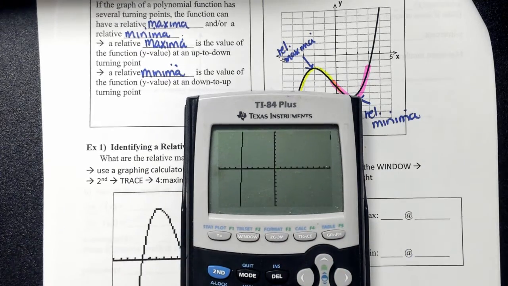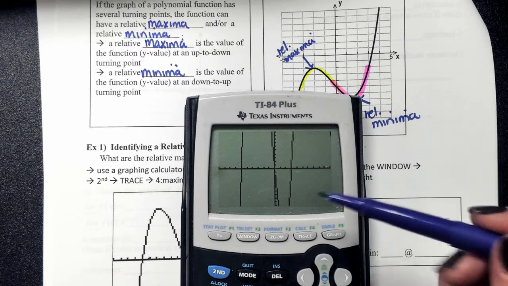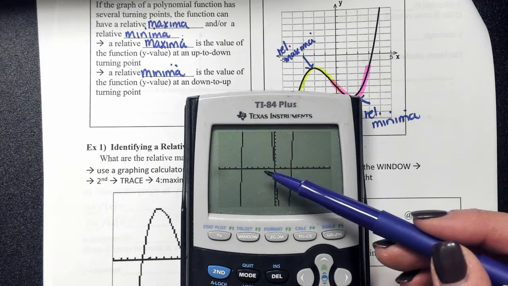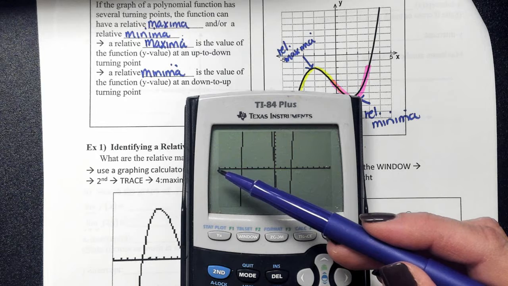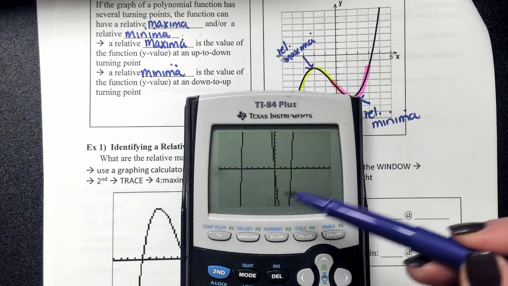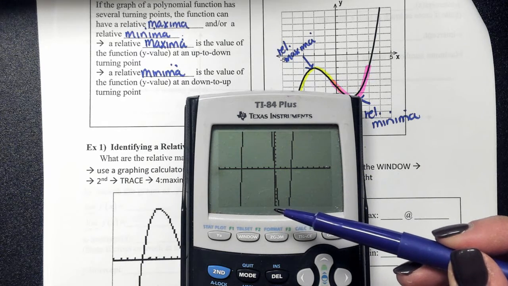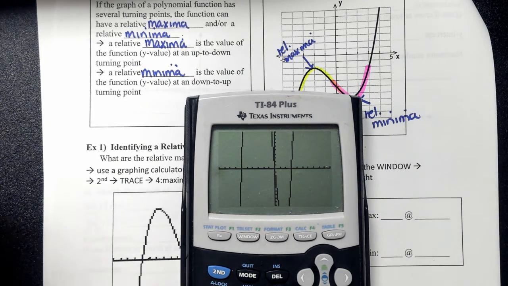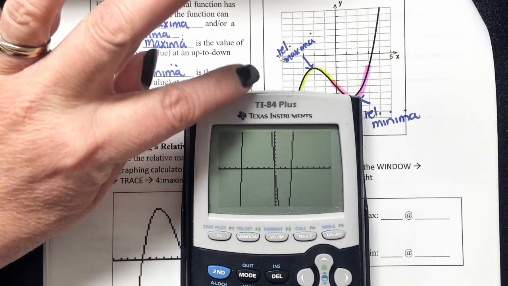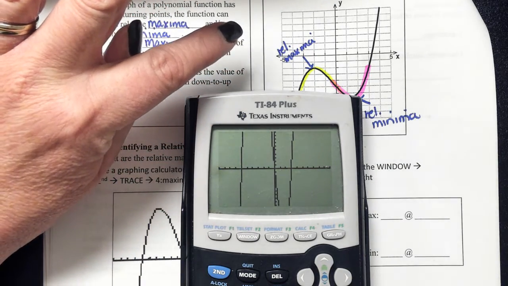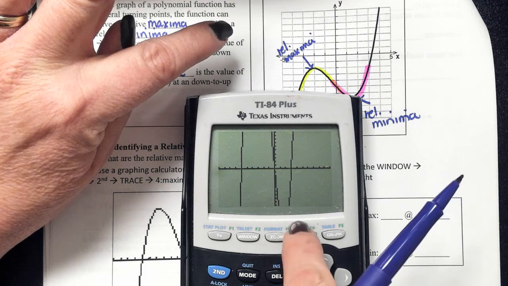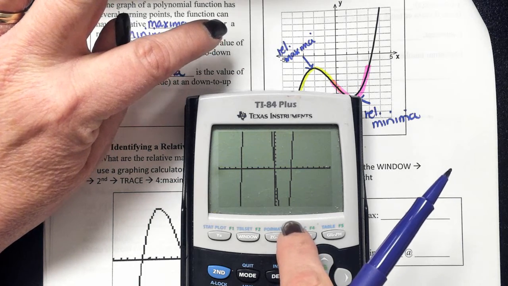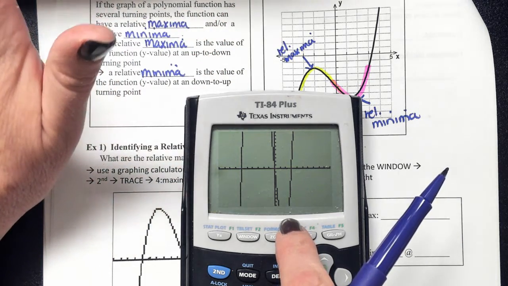What a zoom standard does is it brings your viewing window so that on your x-axis you're seeing x values from -10 to 10. It also does the same thing on the y-axis, -10 to +10. As you can see right now, with this standard viewing window, the problem is there is a turning point all the way up here that I can't see on my graph. There's also a turning point down here. So we're going to need to manually adjust the window.